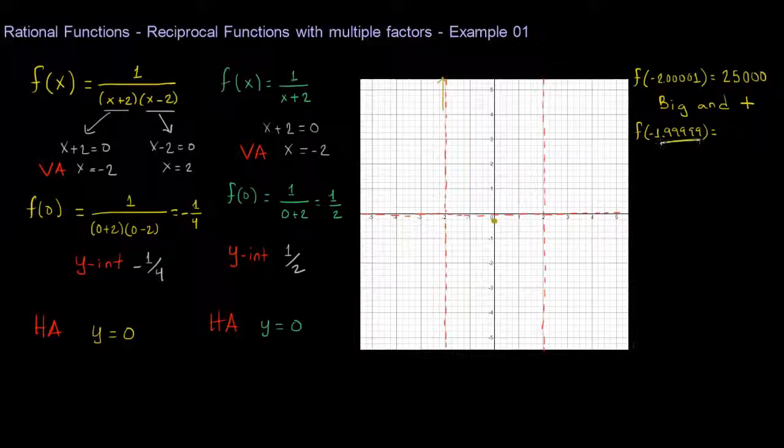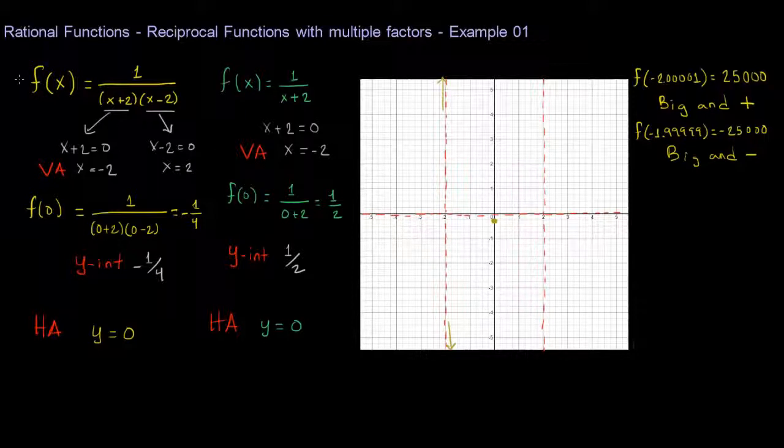The result for this evaluated in here is -25,000. That is to say that if you approach this function from the right of -2, you will get a result that is very big and negative. So I'm going to draw an arrow in here. It's going down, and it's very, very, very negative.